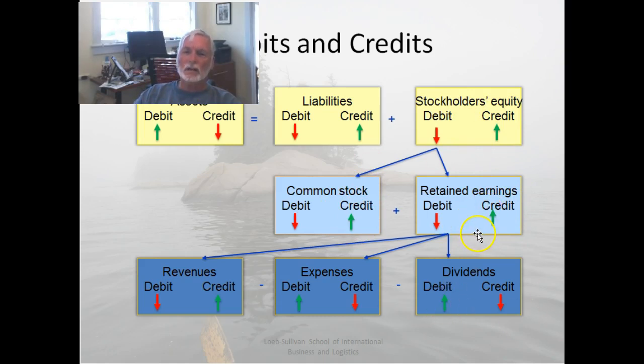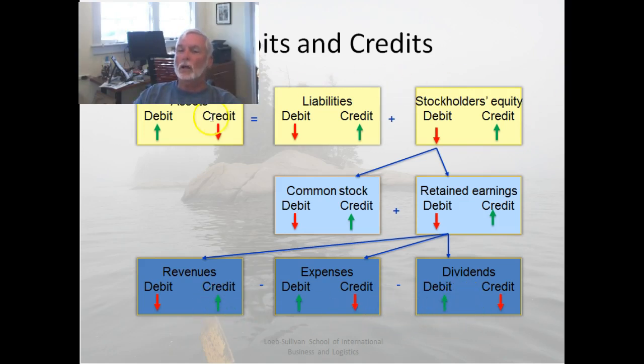But retained earnings really comes from the income statement. So if I've earned money, then I'm going to increase retained earnings. If I've lost money, I'm going to decrease retained earnings. Every time we sell something, a credit is a plus and a debit is a minus. Every time I pay salaries or rent or whatever, I'm reducing retained earnings, which is in turn reducing stockholders' equity. And when I pay dividends, it has a similar effect to retained earnings as expenses do.